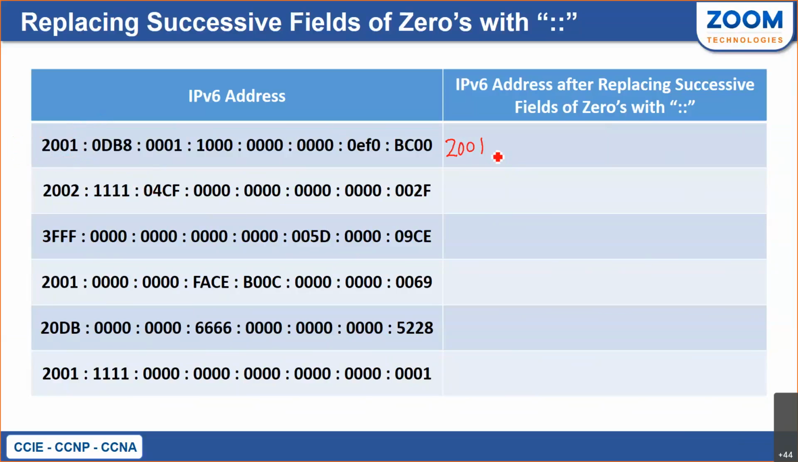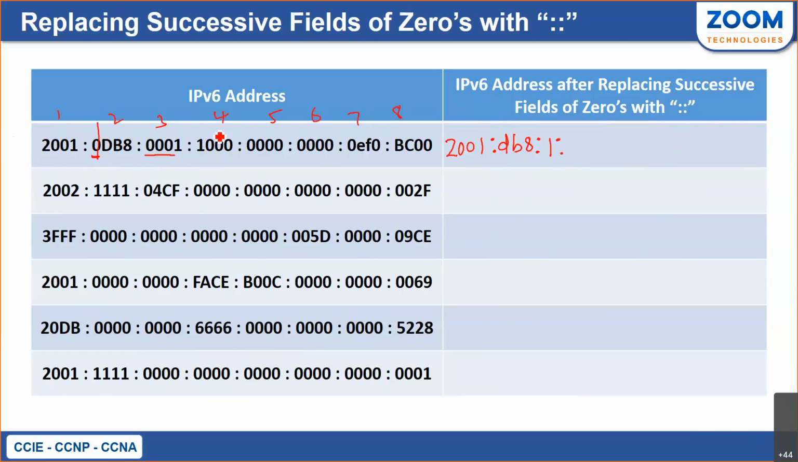2001 colon. In the second field, 0DB8. We have one leading zero, which is optional. We can omit it. You can write it as DB8 colon. In the third field, 0001, leading zeros are optional. You can omit them. You can write it as 1 colon.